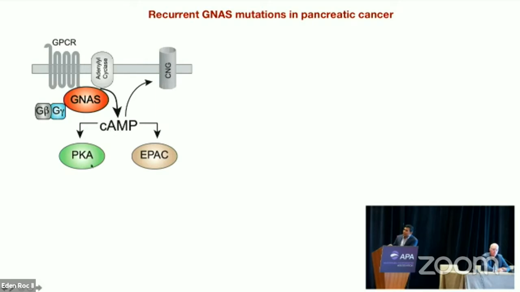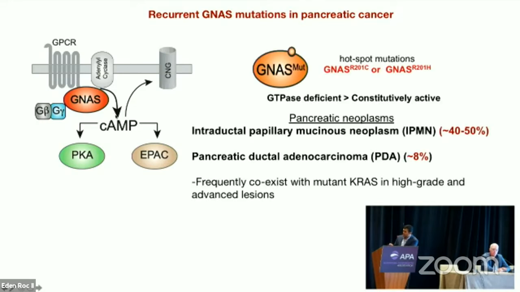Cyclic AMP and PKA signaling downstream of GNAS is self-limiting, but when GNAS is mutated at this particular residue, arginine 201 to C or H, it makes this protein GTPase deficient and constitutively active. As I mentioned, in IPMNs and associated tumors we find this mutation in 40 to 50% of the cases. And if you analyze TCGA data, you will find that 8% of cases have this signature or hotspot mutation.